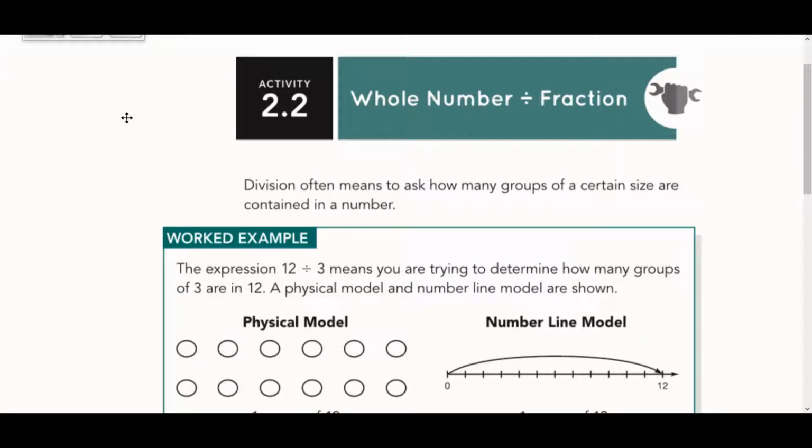All right, welcome. This video is going to talk about dividing a whole number by a fraction. We're going to look at some models here, and using those models as well as some other tricks, we'll learn how to divide with fractions.